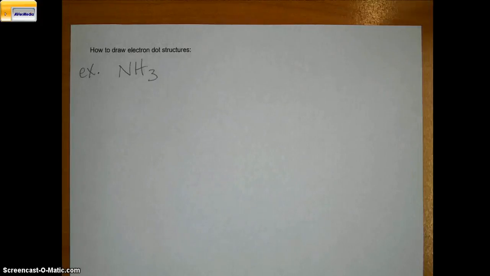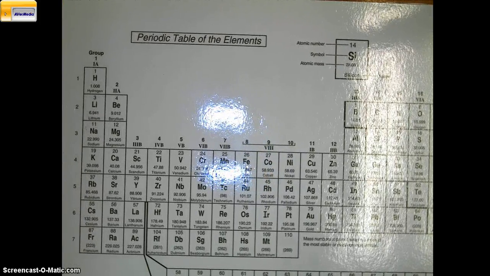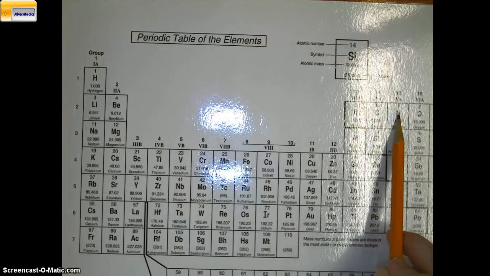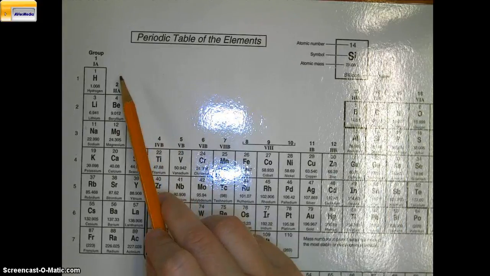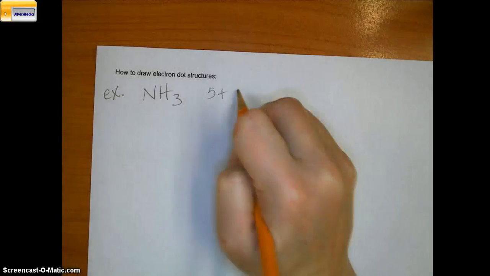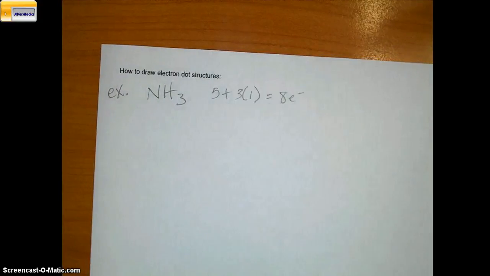Alright, so here's our first example, NH3. The first thing that we need to do, our first step that we just wrote down, is to add up the total number of valence electrons. If we look at our periodic table, we want to find the number of valence electrons for nitrogen. Here's nitrogen, and we can count 1, 2, 3, 4, 5. So the nitrogen has 5, and then the 3 hydrogens each have 1. For our total number of valence electrons, we're going to have 5 plus 3 times 1 for the hydrogens, which will equal a total of 8 valence electrons.